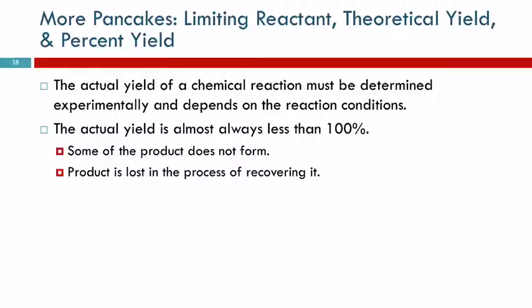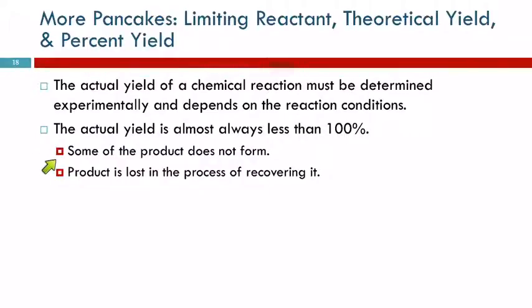Well, how do we know what the actual yield of the experiment is? Well, you have to actually do the experiment and get an amount. It's going to vary. The actual yield is going to vary. When you make pancakes, you're not always going to wreck 4 of them. Sometimes you might wreck half of them. Sometimes you might not wreck any of them. The actual yield is almost always less than 100%.